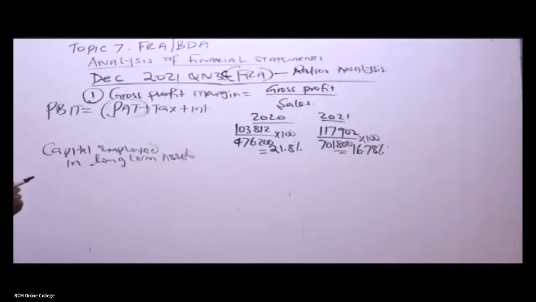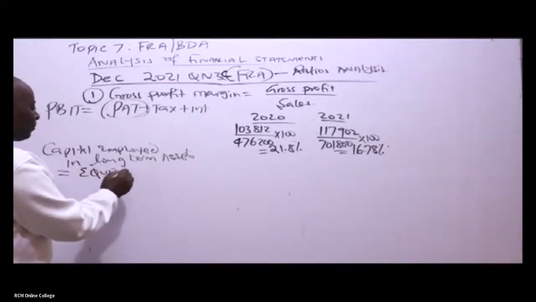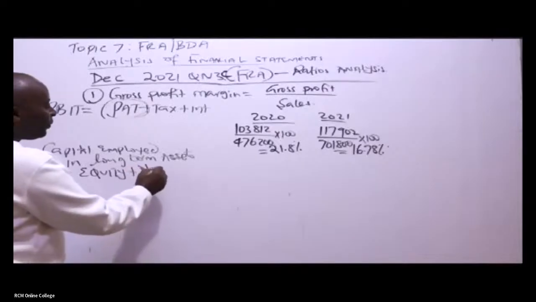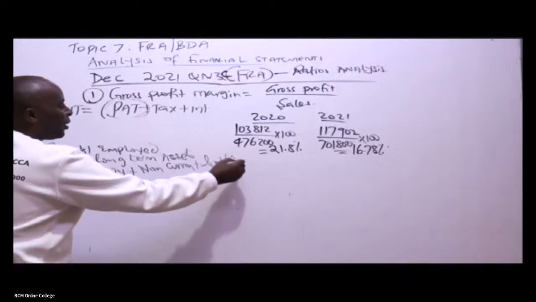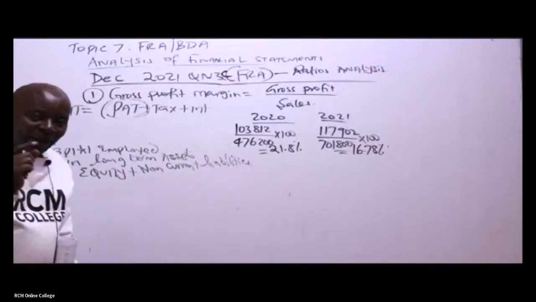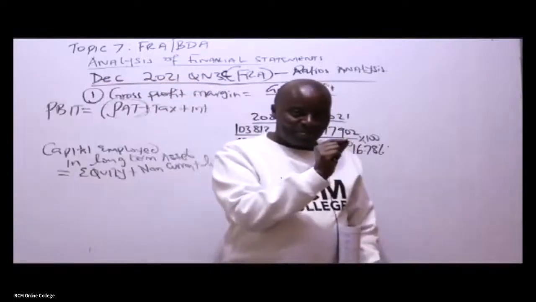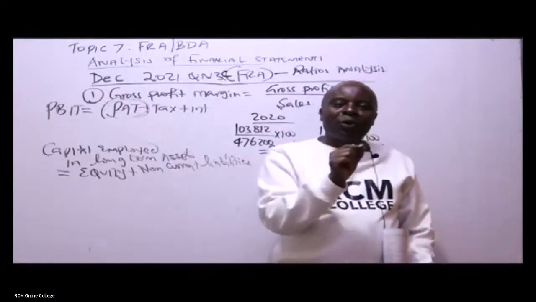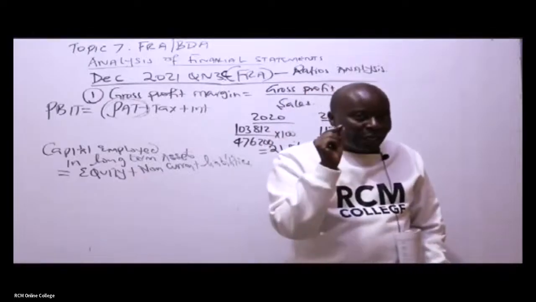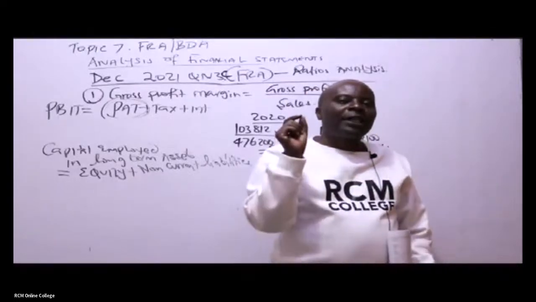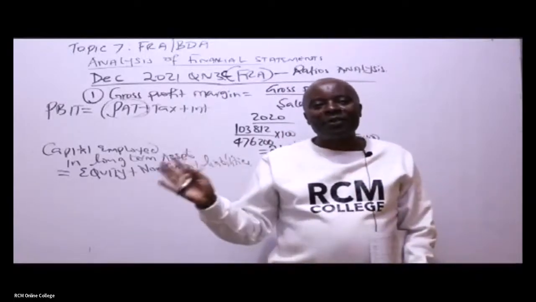There are 2 ways of getting this. The first way is to think about equity and non-current liabilities. This is what we call capital that is permanent, capital that will stay with us in the long term. This capital will be what has been given to us by the owners of the business, what we are calling equity, and of course the long-term debt providers. That is the capital that you can talk about having employed.